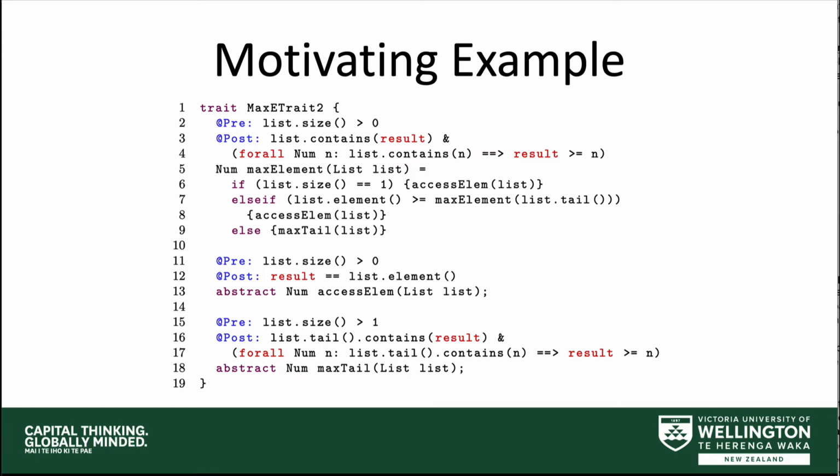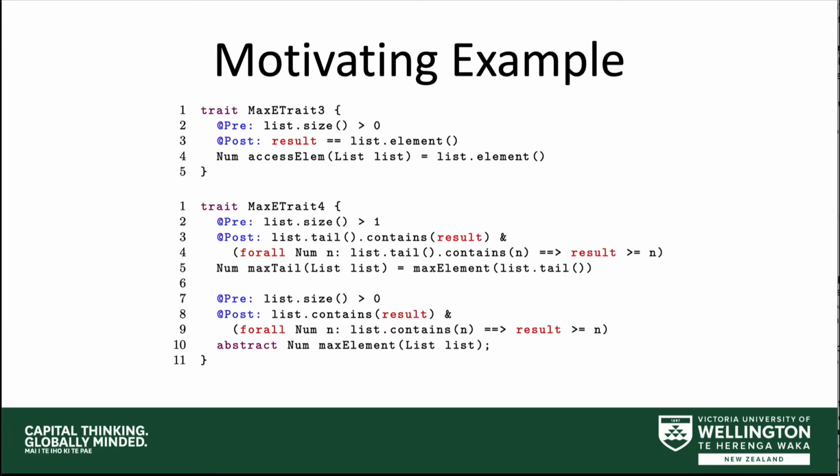We then do one more trait, working through the access element, where the implementation can be just returning the head of the list, the element itself. And we can do one final trait. This is a bit of an interesting one, which implements max tail. It provides the implementation of max tail by simply calling max element on the tail of the list. And look, it's going to provide an abstract method, max element. Remember, that's the one we are defining to begin with, which, given the list, will return the maximum element in that list using the same pre and post condition as we used in trait 1.